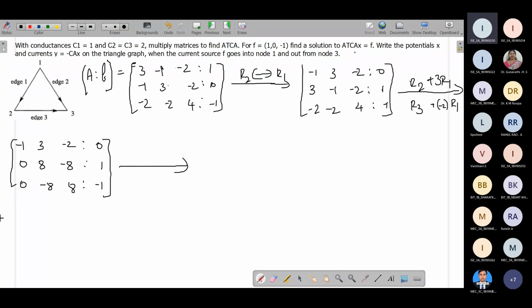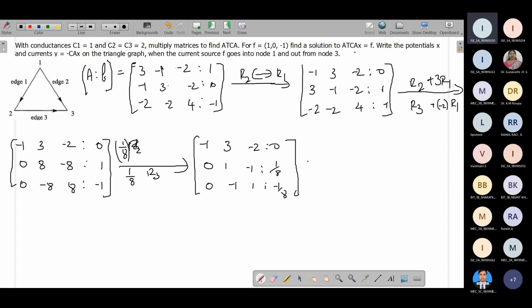Now we'll apply the transformations 1 by 8 of R2 and 1 by 8 of R3. Then we'll get minus 1, 3, minus 2, 0; 0, 1, minus 1, 1 by 8; again 0, minus 1, 1, minus 1 by 8. Again we'll apply one transformation here, R3 plus R2. If I apply this, the last row will become 0. So minus 1, 3, minus 2, 0; 0, 1, minus 1, 1 by 8; and 0, 0, 0, 0. So it has been reduced to echelon form.